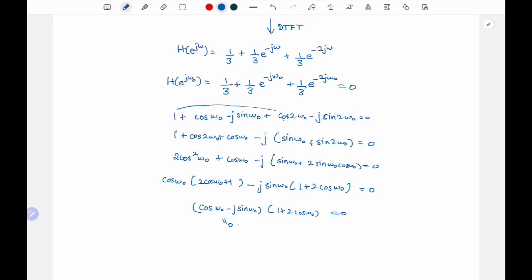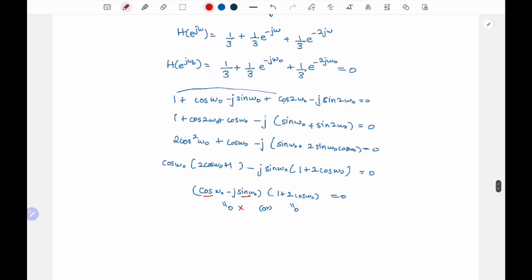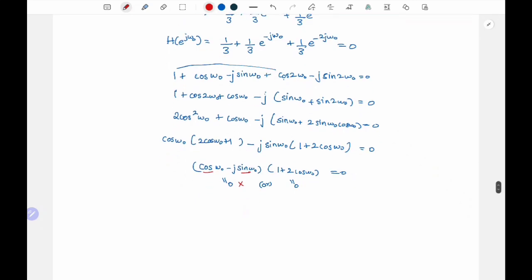So either this equal to 0 or this equal to 0. So this anyway is not going to be equal to 0 because this is a real number and this is a real number, and they are in no case going to be equal to 0. The ratio of two real numbers cannot be equal to some imaginary number. So that is not possible. So I only have my 1 plus 2 cos omega naught equal to 0, which implies that my cos omega naught is minus 1 by 2.